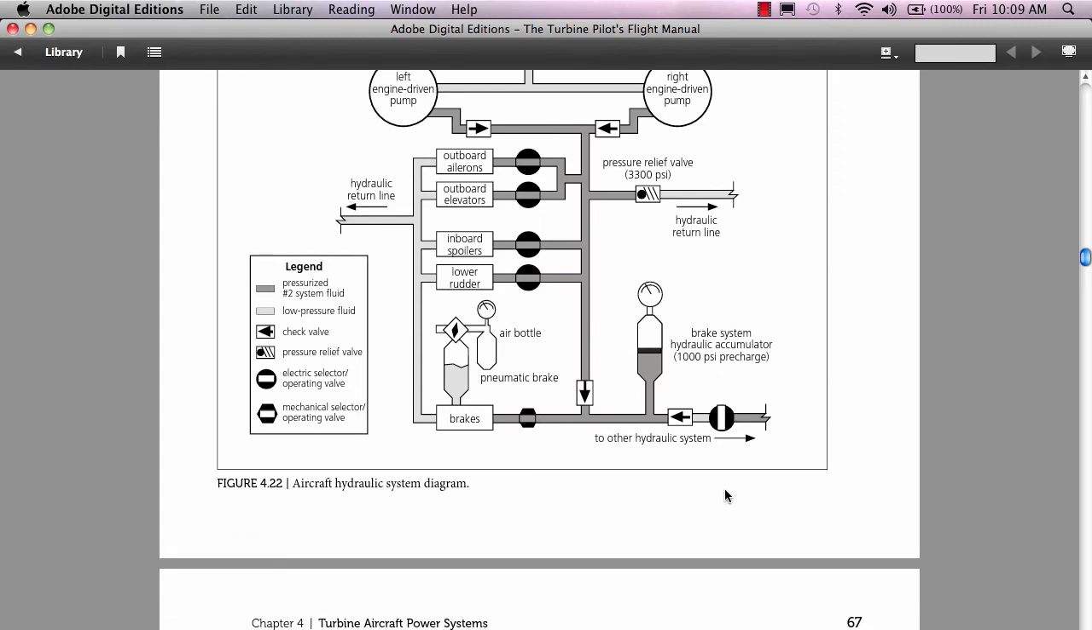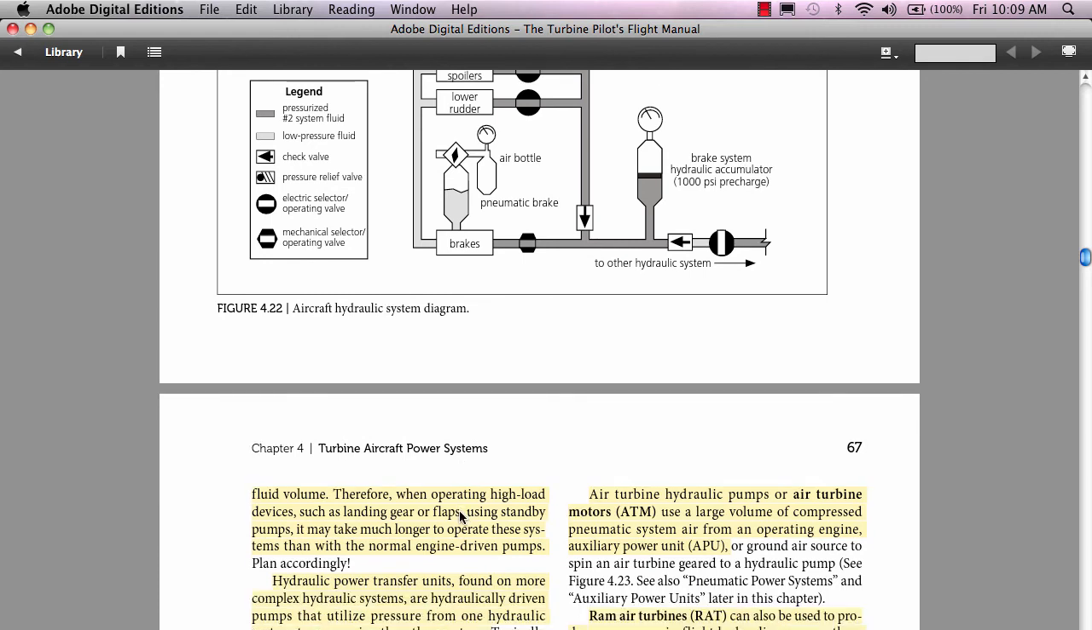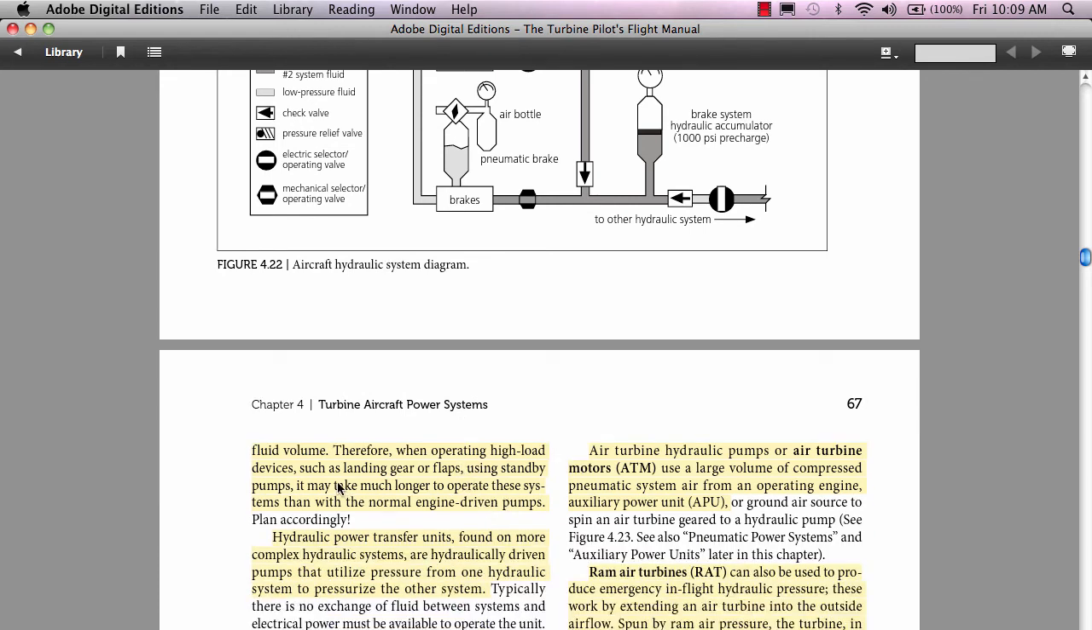Goes on to say that therefore, when operating high-load devices such as landing gear or flaps using standby pumps, it takes much longer to operate these systems than with the normal engine-driven pumps. Again, you're dealing with a lower energy pump, and it takes a lot longer to drive that system. So it'll take, just like with the hand pump, it'll take you a long time to get the same result as when it's driven with the engine-driven pumps, if that makes sense.